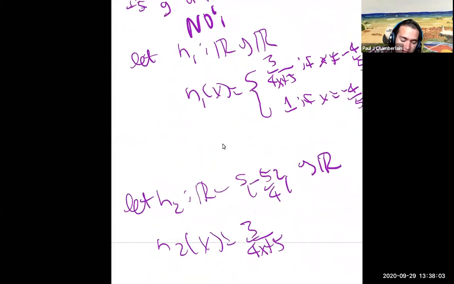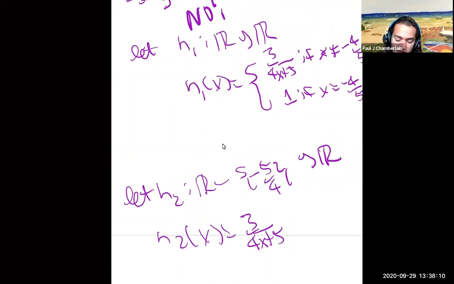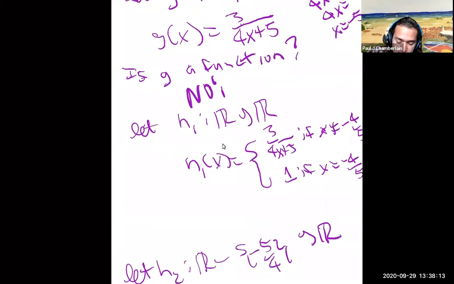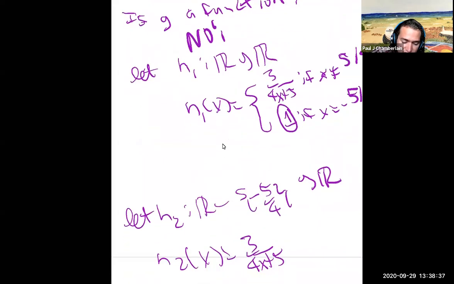Let's consider what if we modify our g to be this h1, where we do the same thing if we are not negative 5/4. If we are negative 5/4, then we'll just map to 1. So with this, now we do have a function for sure. But you might think, okay, this probably is not one-to-one because I'm having a 1 here, and I might be able to find a 1 somewhere else. Let's try to find two values.